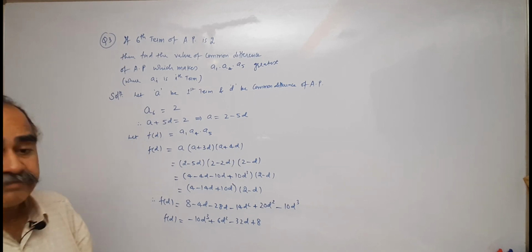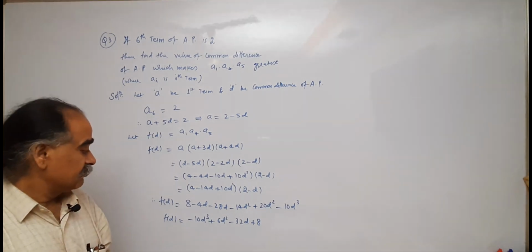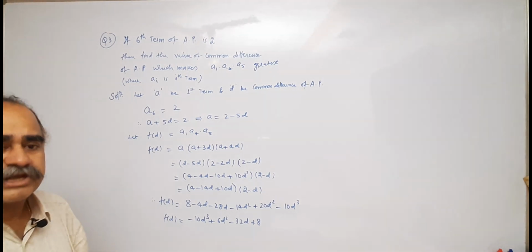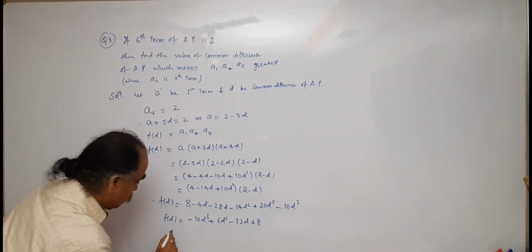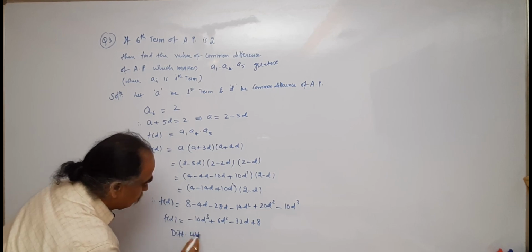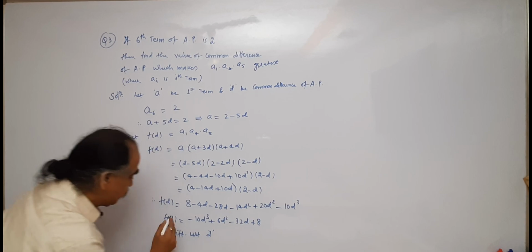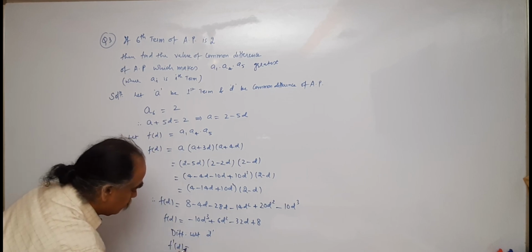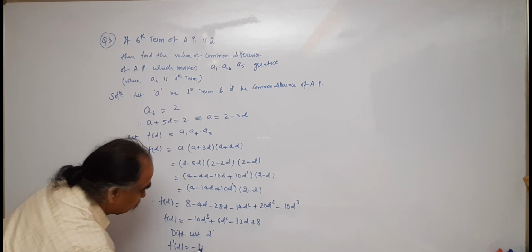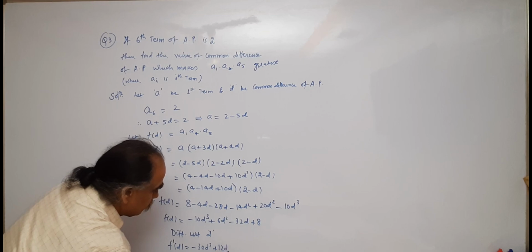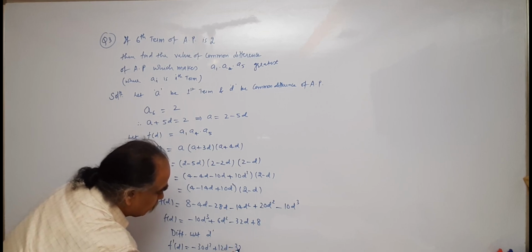Now this function we have to maximize. So we have to differentiate with respect to D. So differentiating with respect to D will give you what? F dash D is what? Minus 30D square plus 12D minus 32.